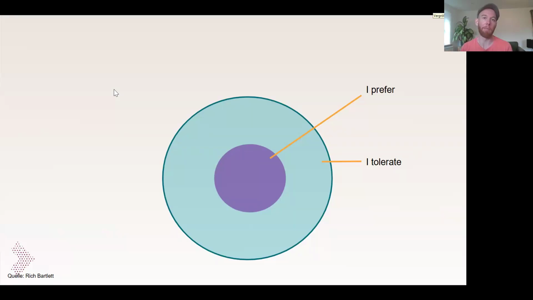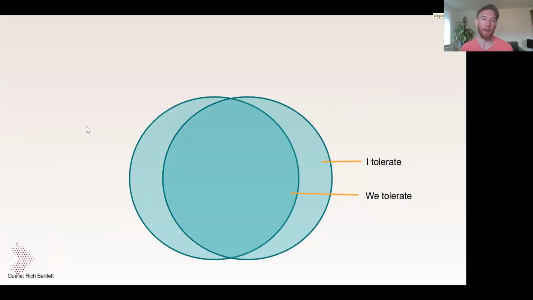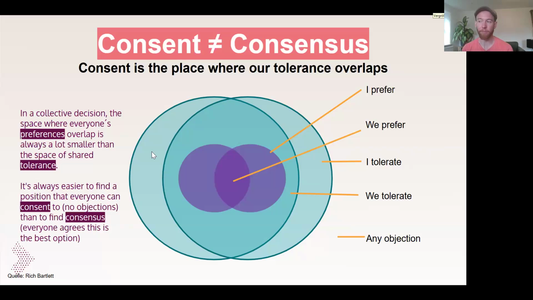So while I might have a preference for blue, I can tolerate a lot of other colors. Maybe what I would exclude here is the color pink or black. And with all other colors, I would be okay, even though they are not within my zone of preference. And this is true for a lot of other people. So basically, a consent decision is looking at this area where our tolerances overlap.